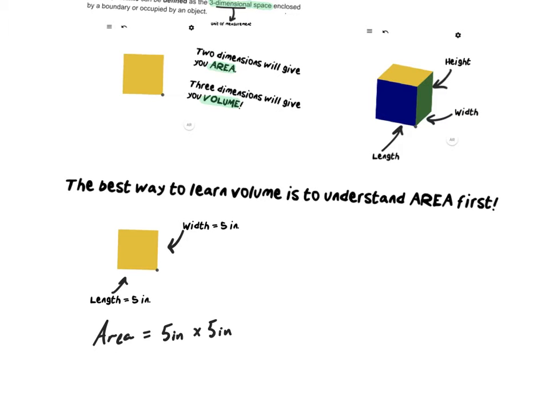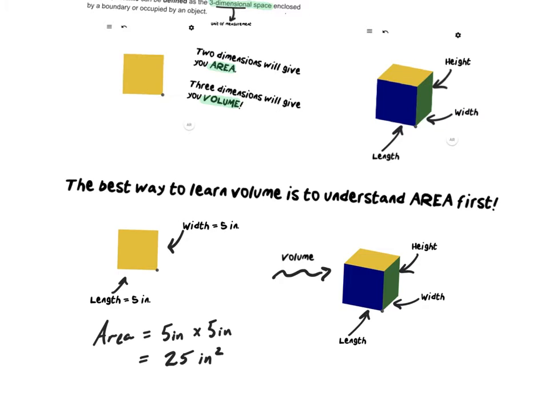All right, let's move it down, and let's say it had a length of 5 inches. And since it's a square, its width would also be 5 inches. Now, if we were to find the area, that would be length times width, which would give me a result of 5 inches times the other 5 inches, and that gives me 25 inches squared.